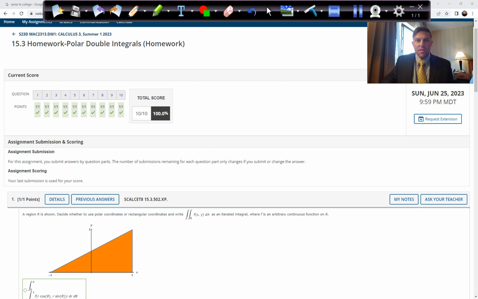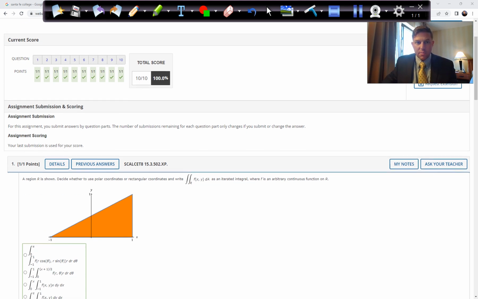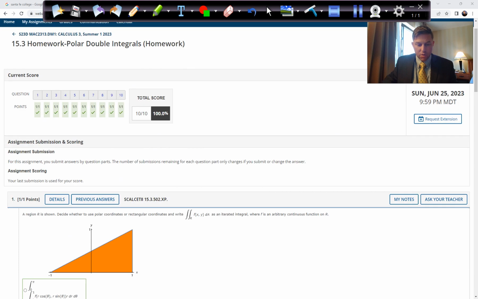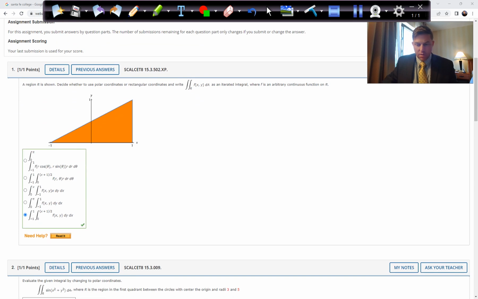In Chapter 15, Section 3, we're going to look at double integrals with polar coordinates. So we'll find that this will simplify and make some problems a lot simpler, which is a good thing. So if we look at problem 1, it says a region R is shown.